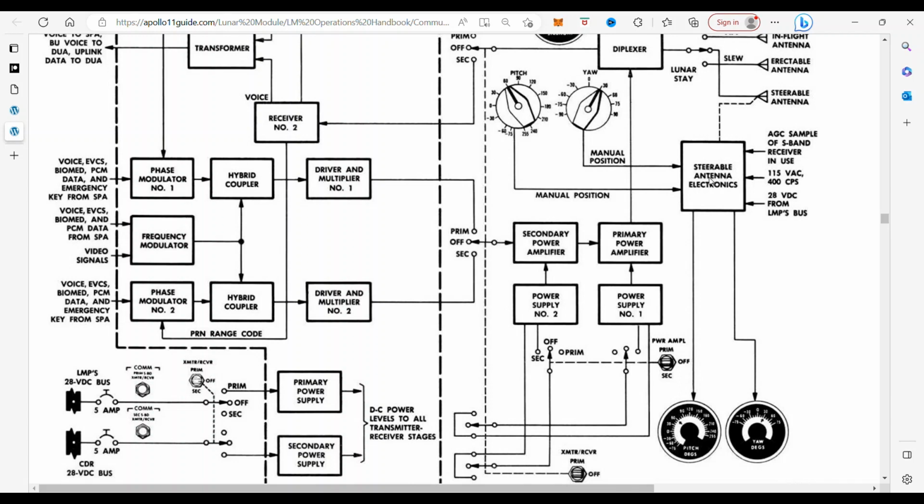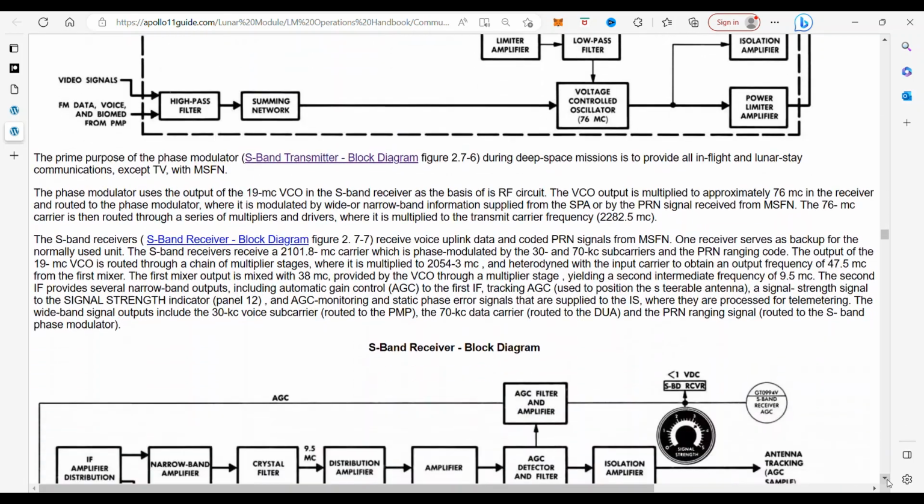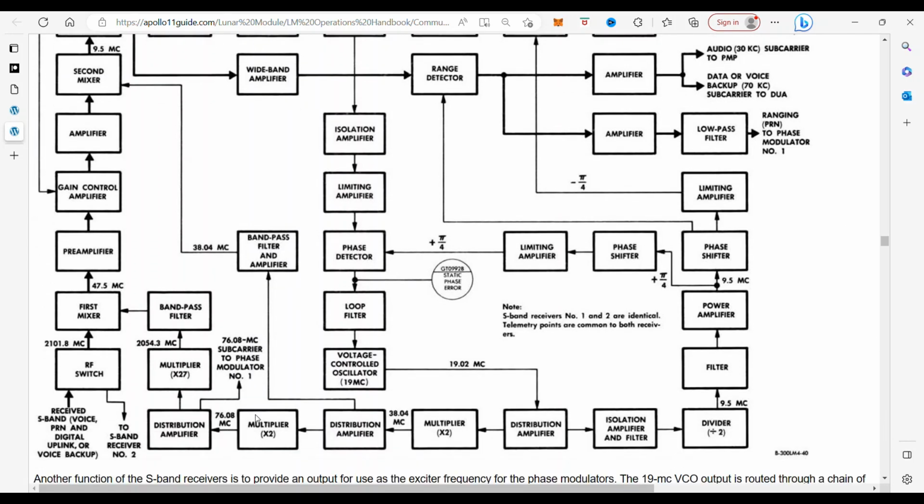So we move the antenna and we get the strength coming in, and then we find out if that's a good signal or not. To see how the AGC sample of the S-band receiver in use is, we have to go down to another schematic, which is down here. You can see it's right here, antenna tracking AGC sample. So that's where it came in. Now you have to look all the way down here for the signal that's being received. So we've got to get from there to here.